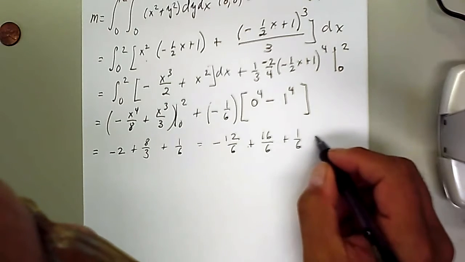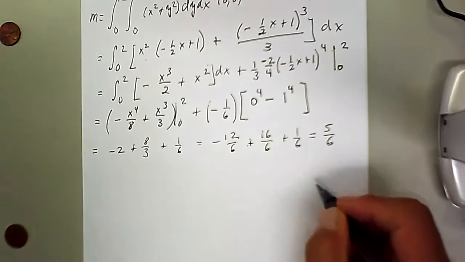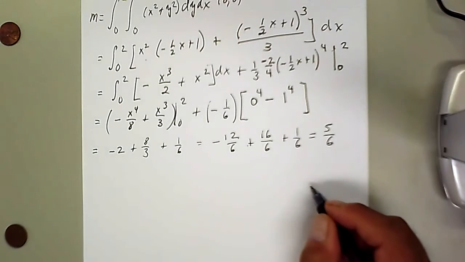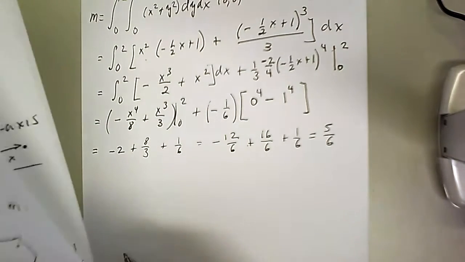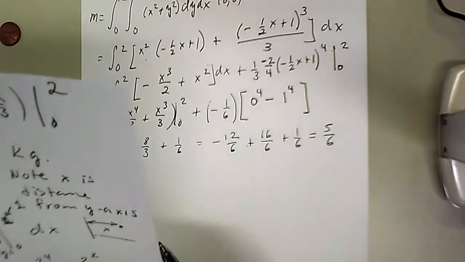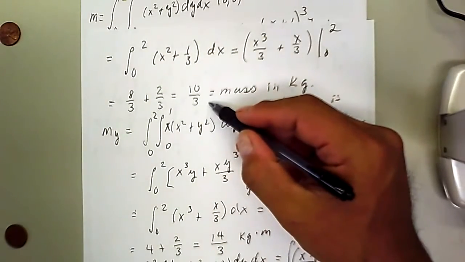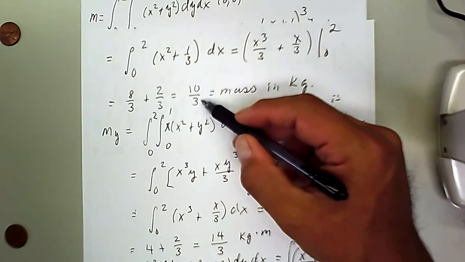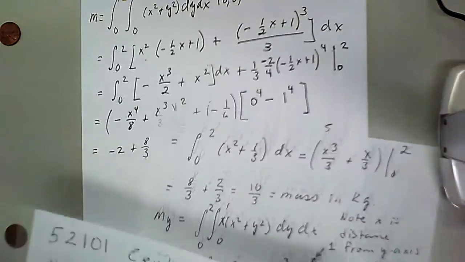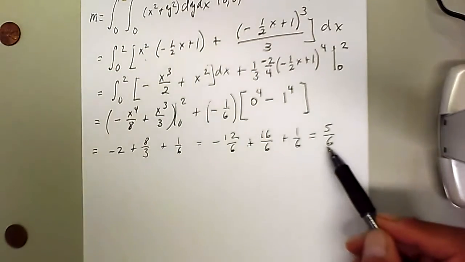And that gives us 5 over 6 for the mass. 5 over 6. The mass of the whole rectangle, according to example 1, is 10 over 3. Half of that would be 5 over 3. So 5 over 6 is even less than half of that.